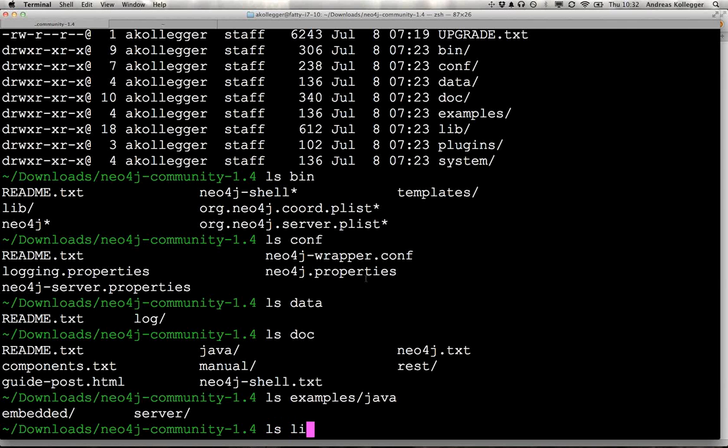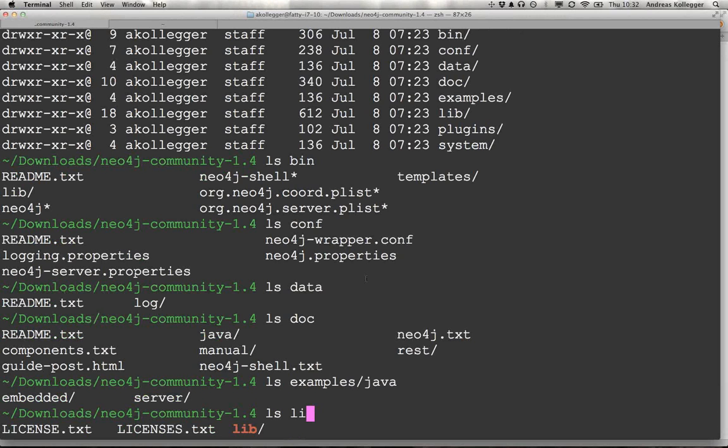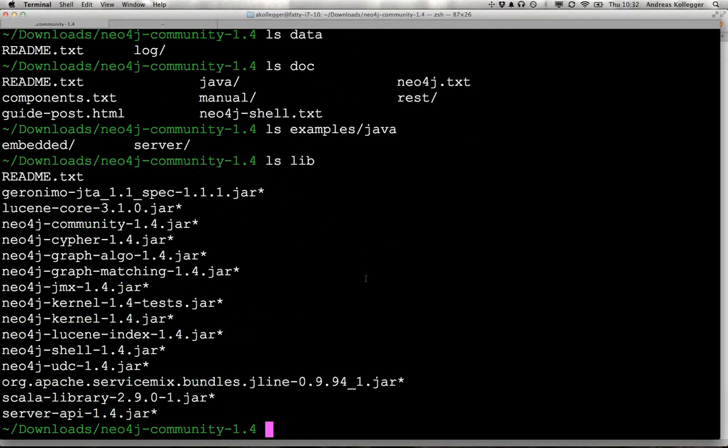If you happen to be using Neo4j in an embedded mode, what you want is all of the contents of the lib directory. So if you're building a standalone application, all the stuff that's in lib are the jar files that you should be including in your standalone Java application. If you've got all that, then you basically have all of Neo4j ready to go.